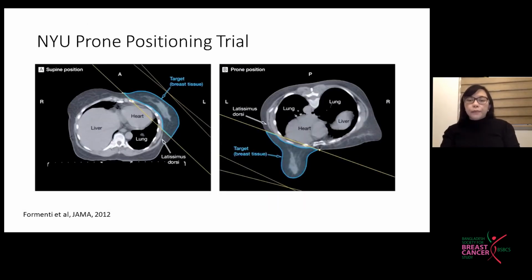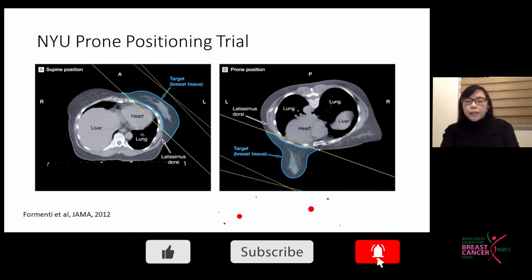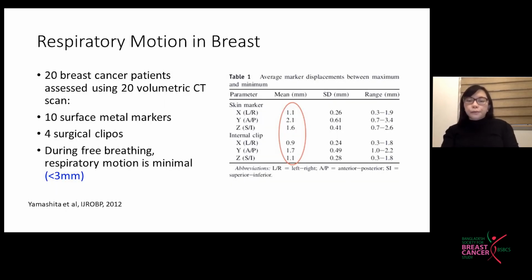So the NYU group studied the question of who is a good candidate for prone positioning, and they reported that in their patient population, prone is always better in right-sided breast cancer patients, and only in about 85% of left-sided breast cancer patients. However, their study did not include patients who require regional nodal irradiation. So in our country, since most women have average size breasts and most require regional nodal irradiation, the prone technique was not something we have actually adopted.